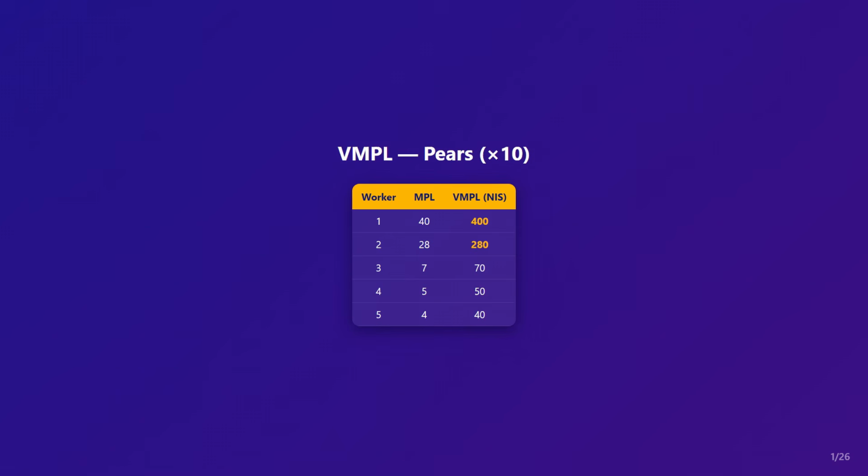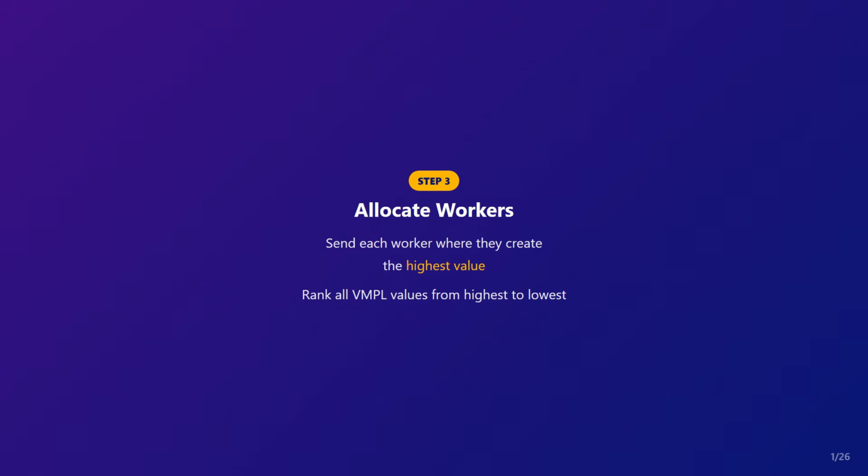VMPL for pears, times 10 shekels. Worker 1: 40 times 10 is equal to 400. Worker 2: 28 times 10 is equal to 280. Worker 3: 7 times 10 is equal to 70. Worker 4: 5 times 10 is equal to 50. Worker 5: 4 times 10 is equal to 40.